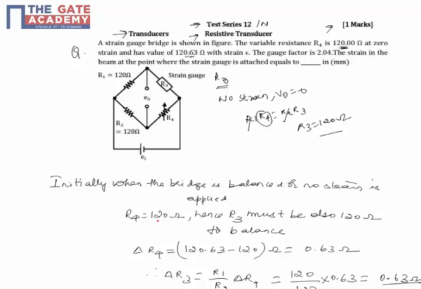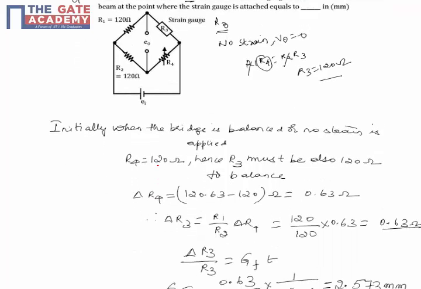And now the change in R4 resistance when the strain is applied is 120.63 minus 120, which is delta R, the change in resistance, which is 0.63 ohms when the strain is applied. So this should result in a change in the value of R3 as well to make the bridge balance. So delta R3 is equal to R1 by R2, the same balance condition. So if I take R2 to the left hand side, it will be R1 by R2 into R4.